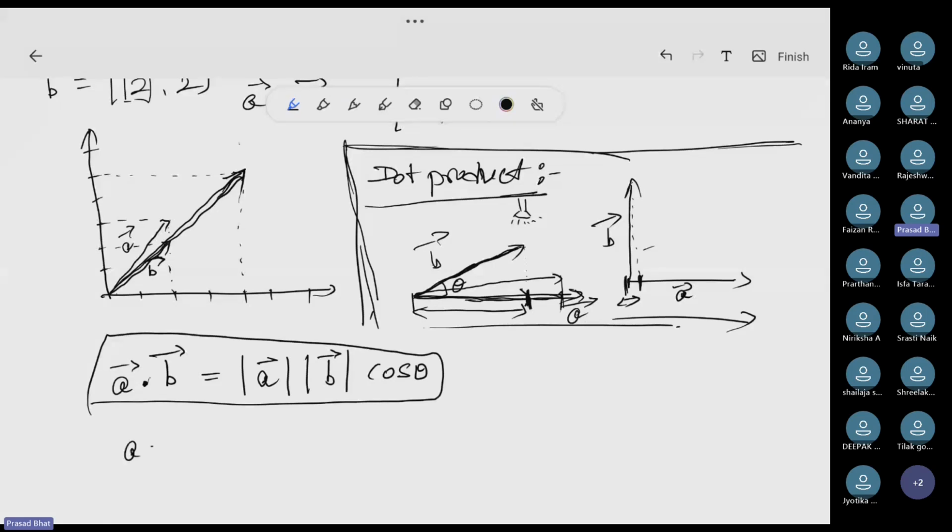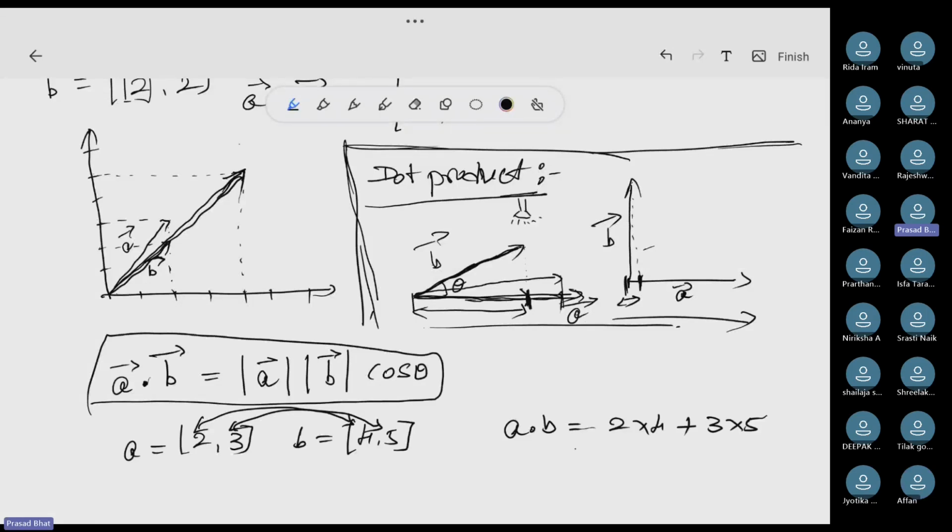When you have a vector something like 2 comma 3 and b vector is equal to 4 comma 5, then a dot b is going to be what? 2 multiplied with 4, plus 3 multiplied with 5. That is nothing but 2 into 4, 8, plus 15, which is equal to how much? 23.